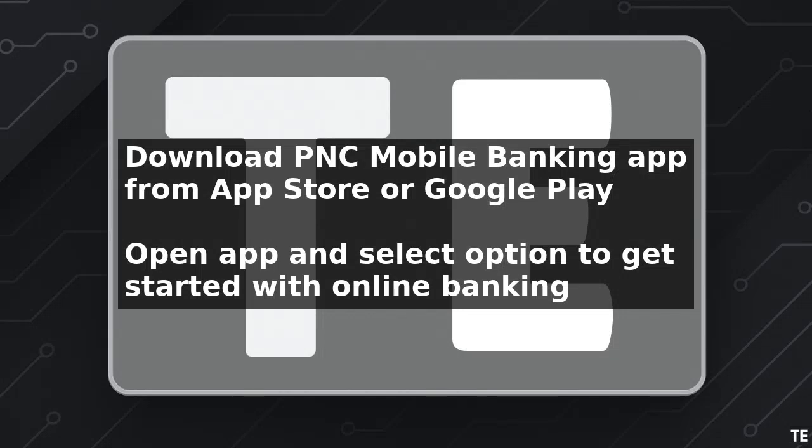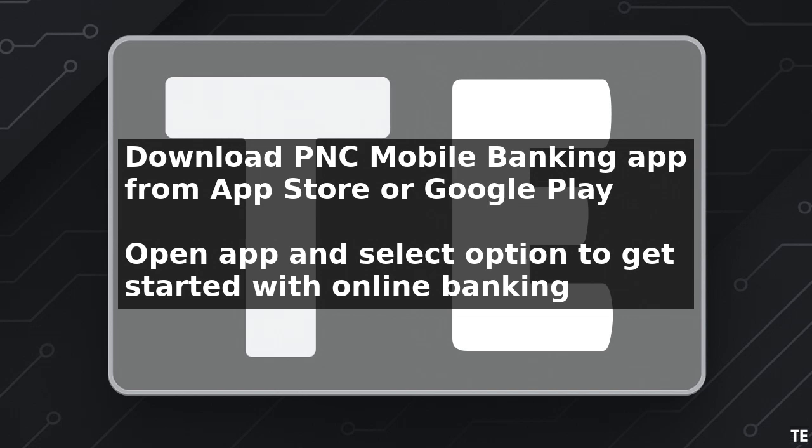To set up PNC Mobile Banking, start by downloading the PNC Mobile Banking app from the App Store or Google Play, depending on your device. Once the app is downloaded, open it and select the option to get started. If you are an existing PNC customer, you can log in with your online banking username and password. If you are a new customer, you will need to enroll in online banking first.